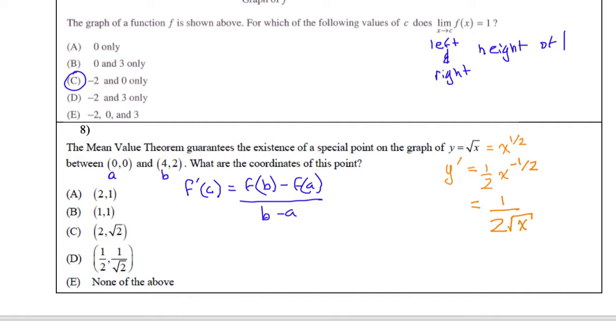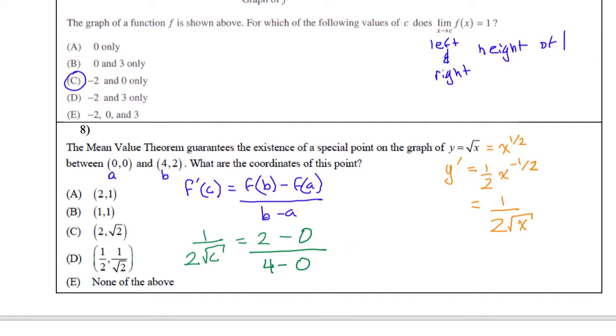So, filling into the formula. On the left-hand side, I have 1 over 2 square root of x, but it's a c instead of an x. So it's going to be 1 over 2 square root of c. And that's going to be equal to, f of b is the y coordinate of the b, so it's going to be 2, minus the y coordinate of the a, which is 0, all over b minus a, so 4 minus 0. All right, and then you just need to solve this thing.